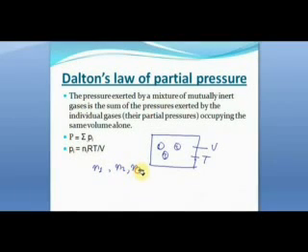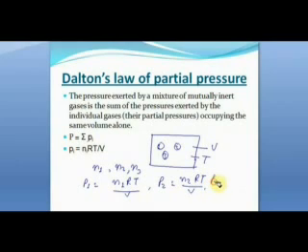2 is N2 and that of gas 3 is N3. So the pressure exerted by gas 1 would be P1. It will be equal to N1, which is the number of moles of gas 1, into RT by V, where V is the total volume. Similarly, we can write P2 is equal to N2 RT by V, and P3 is equal to N3 RT by V, and the total pressure of the mixture of gas will be P is equal to P1 plus P2 plus P3.